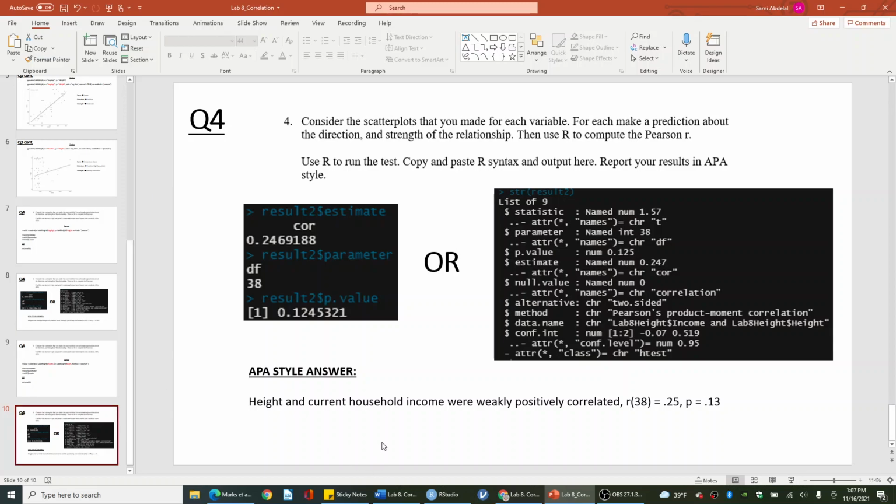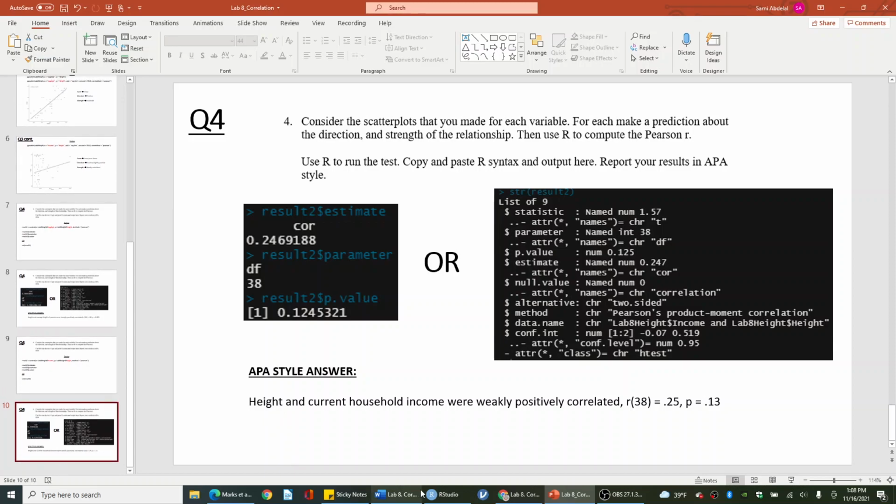So height and current household income were weakly positively correlated. It's weak because it's 0.25, it's pretty close to 0. And then, I mean, our p-value isn't even significant here. So it's definitely weak. It's not below 0.05, but it still has a positive correlation. So it still gives us information about the two variables in question, which is better than having no information. So yeah, that's what we got today.